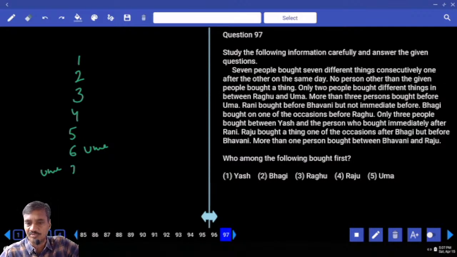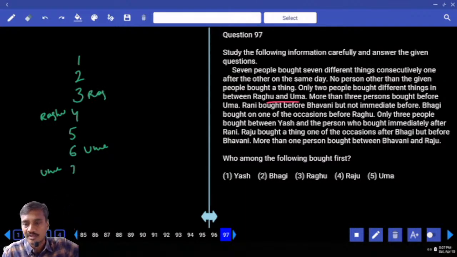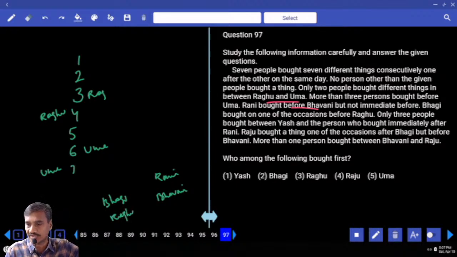Then here, 2 people between Raghu and Uma. Now this Raghu is here. And more than 3 persons before Uma. Rani bought before whom? Bhavani, but not immediately before. Bhagi bought on one of the occasions before Raghu. Only 3 people between Yash and the one who immediately bought after Rani.